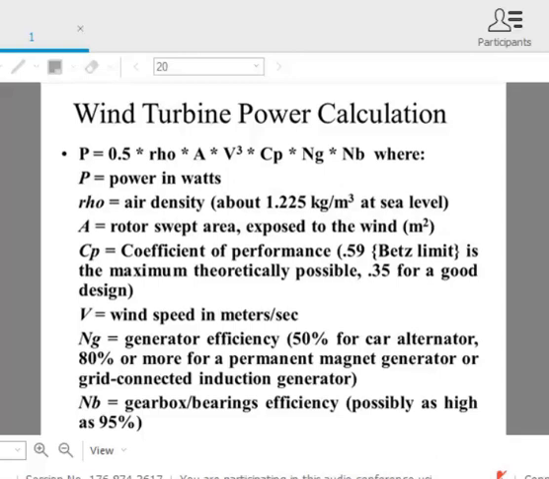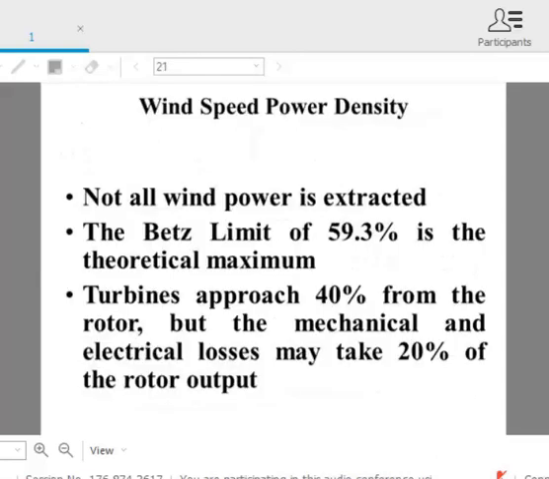V is velocity measured in meters per second. Ng is the generator efficiency, 50% for the car alternator or 80% or more. So generation efficiency is very important. And Nb is the gearbox or bearing efficiency, possibly as high as 90%. So suppose you are getting power by step, and every step you are having such kind of 90%, 40%. So then overall you have to multiply all efficiencies together, and then you will have it.